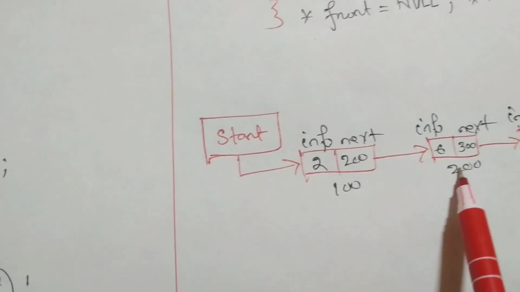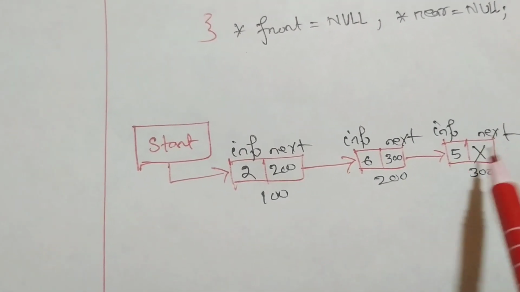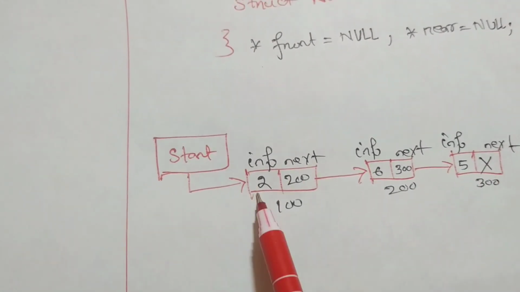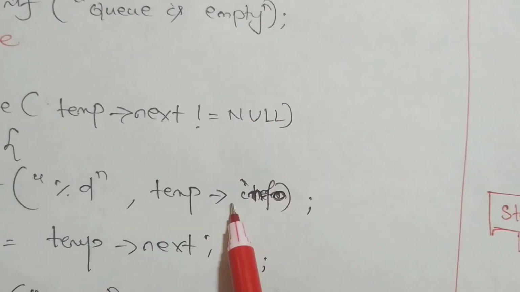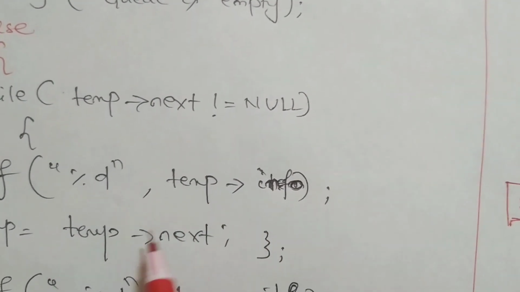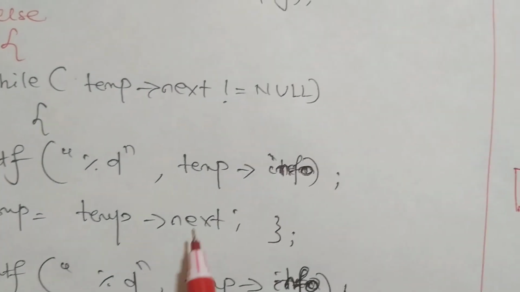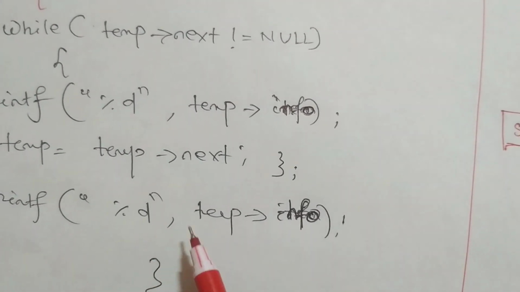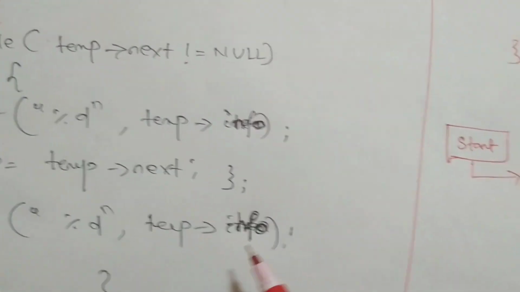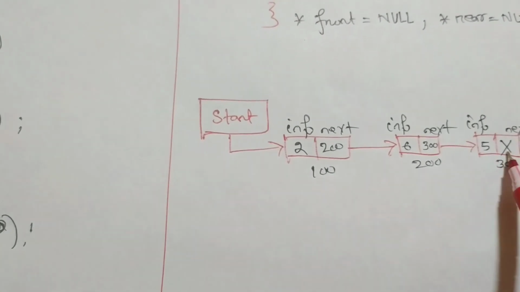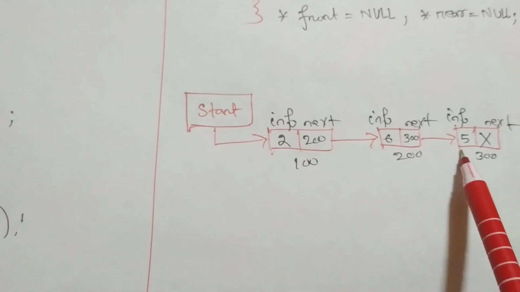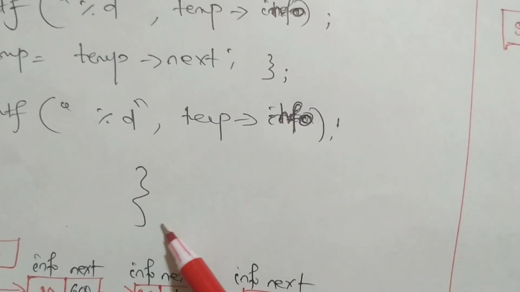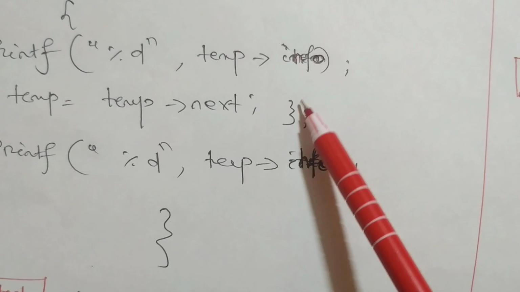We have to increase the pointer address until temp next not equal to null, and display the information of temp. Here we are increasing the pointer address. When the loop is finished, when the null part comes, temp next equal to null, the loop stops and there is no more execution. After the loop there is another print statement. Here the loop is ended.